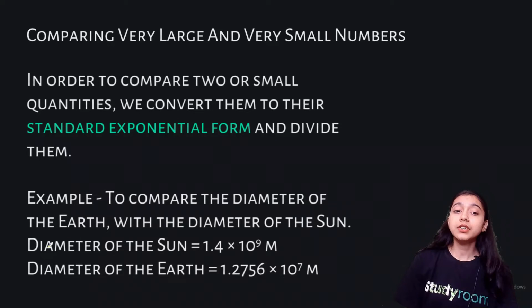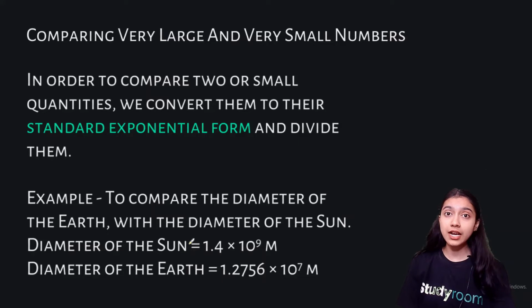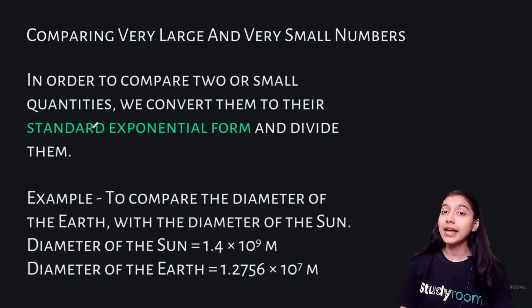So we have the diameter of the sun given as 1.4 multiplied by 10 to the power 9 meters, and the diameter of the earth as 1.2756 into 10 to the power 7 meters. These are very large quantities. Exponents are used in case of very large or very small quantities. So how can we compare these two quantities? We will first convert them into standard form and divide.